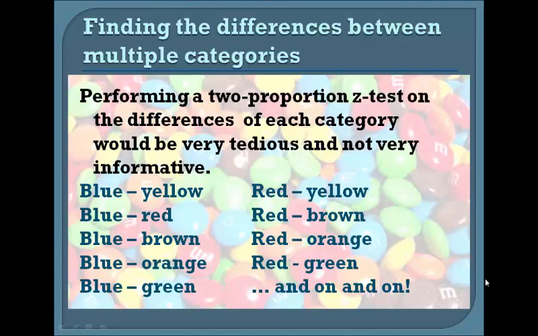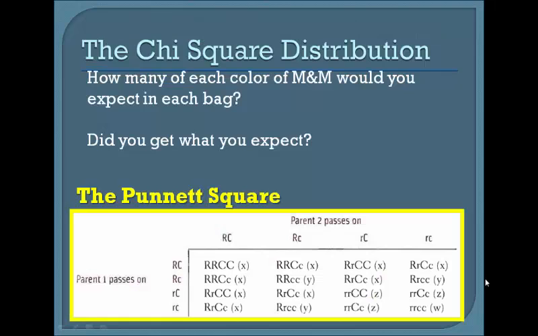Take, for instance, the blue M&M project that we did earlier this year. Would you want to test all of the colors, one color at a time? Probably not. A chi-square, and it's pronounced chi like K-Y-E, distribution enables us to look at multiple categories all at once and determine if the observed values are what we expect them to be.